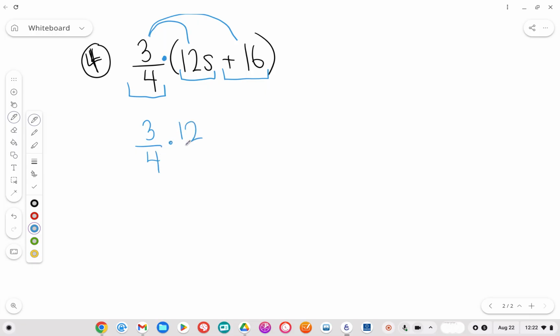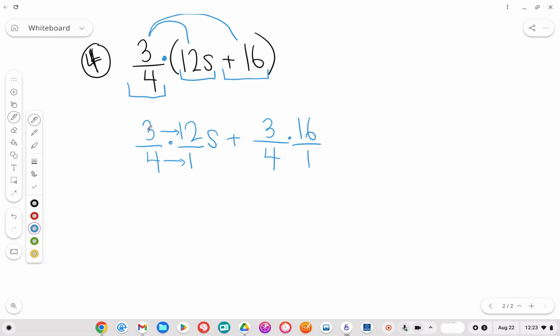It's very easy to do fraction math if you put whole numbers over 1. So anytime that you end up with a whole number multiplied by a fraction, simply put it over 1 so that you can simply multiply straight across, okay? So this would be 3/4 times 12s, because we don't want to forget the s, plus 3/4, we'll simplify it in a second, times 16 over 1, because we did times the 12s times the 16.